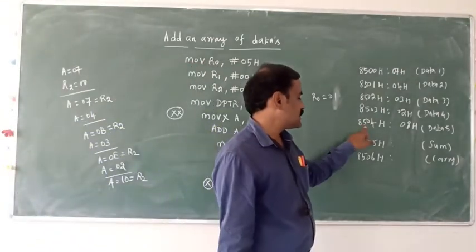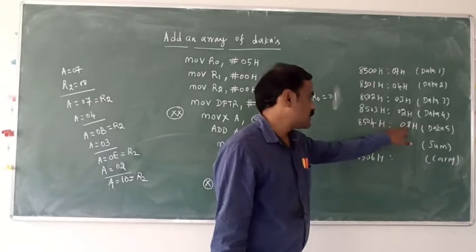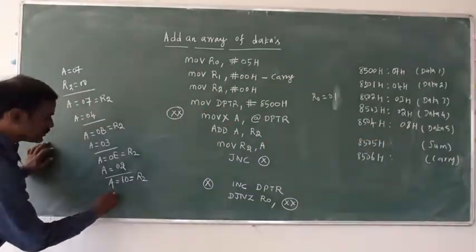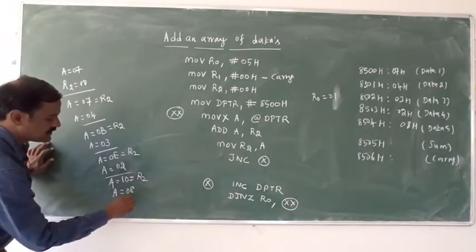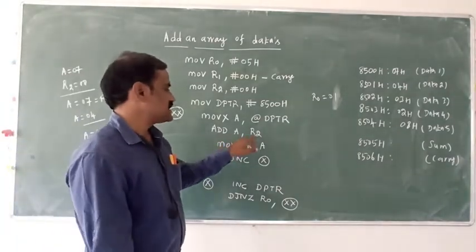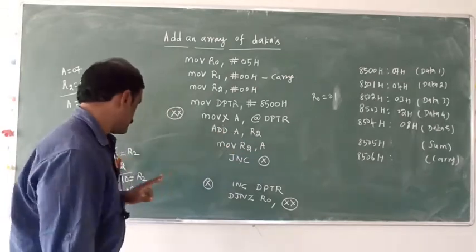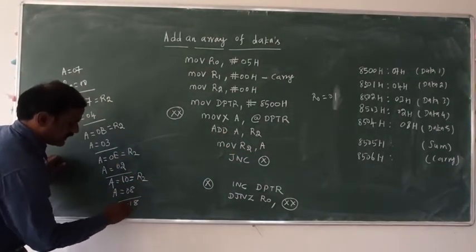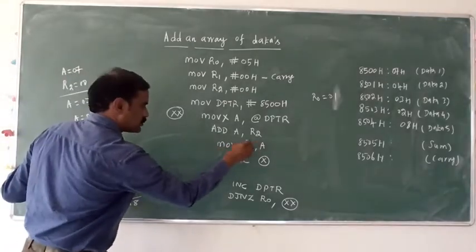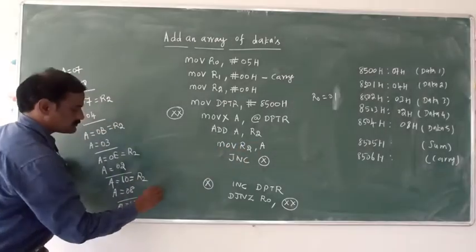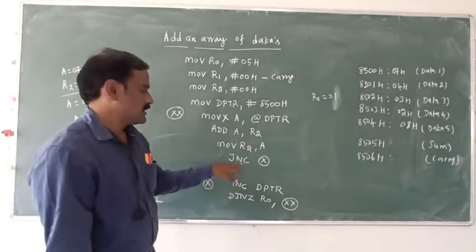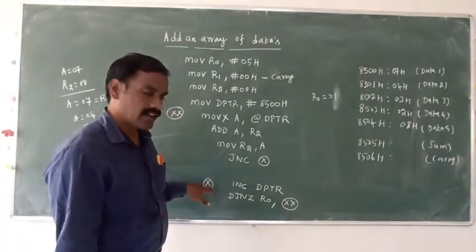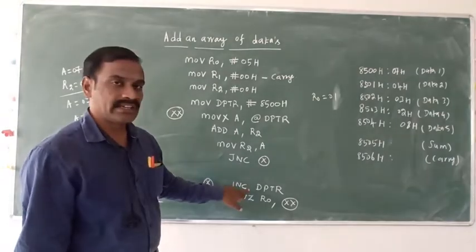@DPTR, now the data pointer address is 8504. The data at that memory address location is moved to the A register. Now register A equals 08. Now add the A register data with R2. This gives 18 in the A register. The same data is moved to R2 also. Next, check the result whether it is carry or not. No carry. No carry means jump to here and then increment the data pointer.